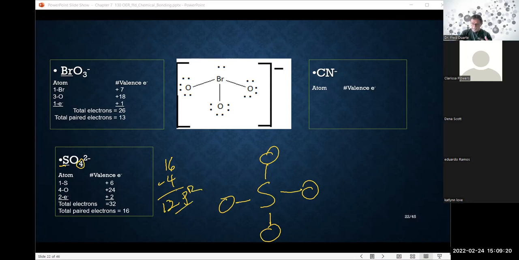Now, this may sound redundant, but I do that on purpose because it's important to keep track of your inventory, what you calculate. Because again, you don't want to add too many, nor do you want to inadvertently subtract, or you may have the right calculation, but in the process of writing the formula, you may lose or add a lone pair. Okay, so we double check everything at every step.